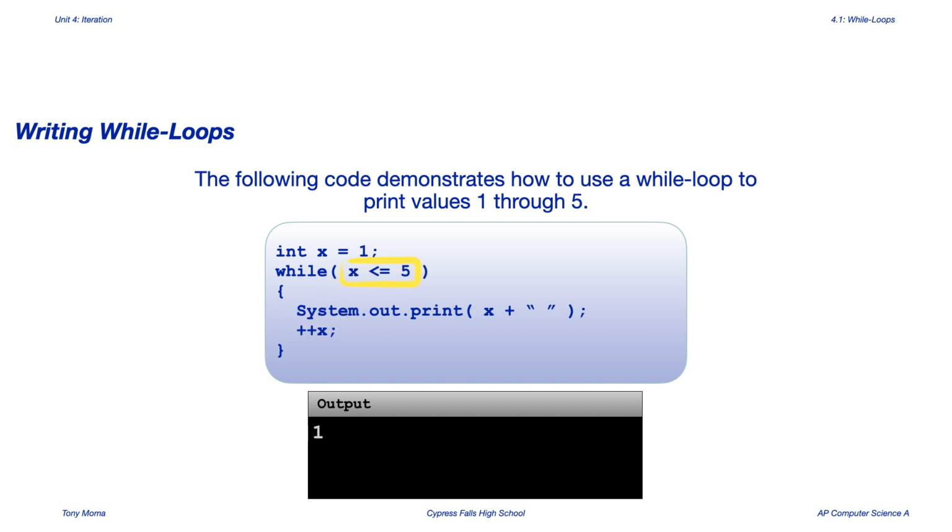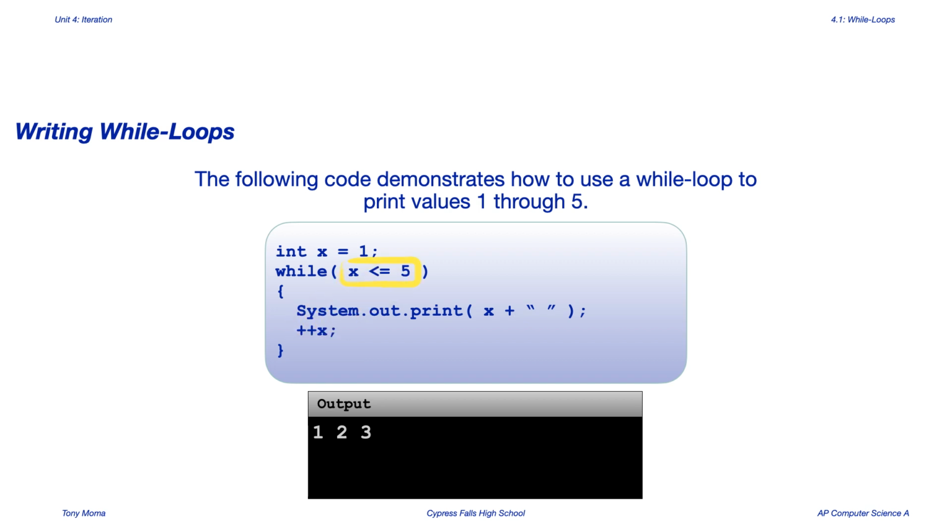We then go back up to the Boolean expression and evaluate it. Is x less than or equal to 5? Yes, it is, because it equals 2. So let's go back inside to the loop body, where we print out x, which is 2. Then we increment x again. Then come back up to the Boolean expression. Is x still less than or equal to 5? Yes, it is, because x currently equals 3. So let's go back inside the body. We print out x, which is 3. Then we increment x. So now x equals 4.